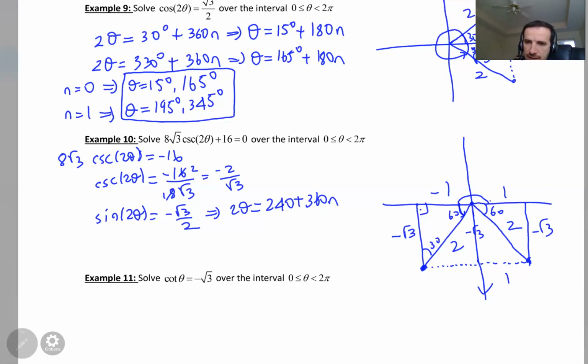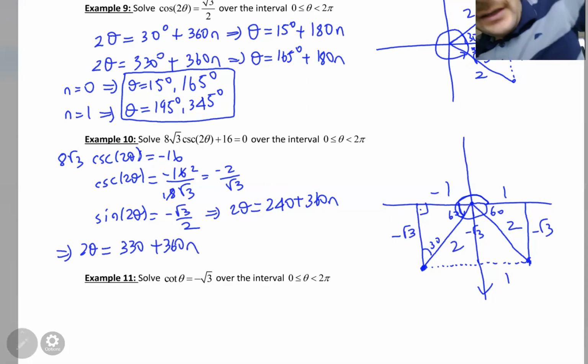But which angle is that? Again, I have to start from the x-axis and come all the way down here. So 360 minus 60. This part is 60, right? The whole angle is 360. So 360 minus 60 is 300. So this is the first solution. And the second set of solutions is 2 theta is equal to 300 plus 360n. And again, these solutions are for 2 theta, right?